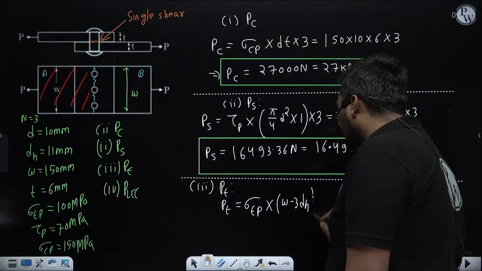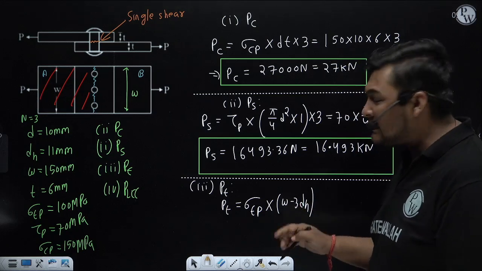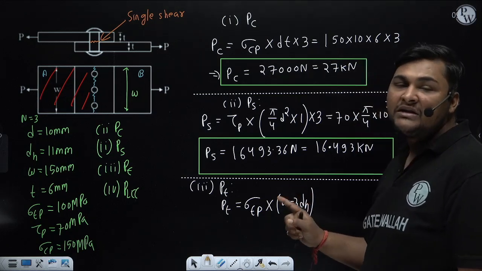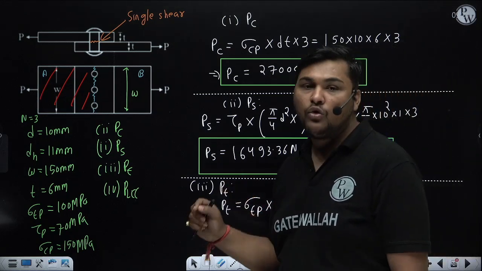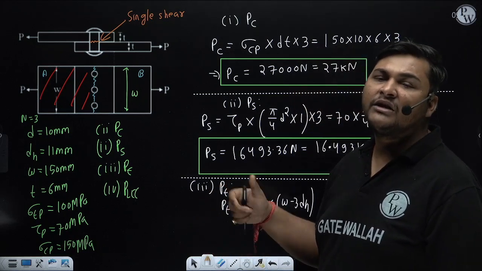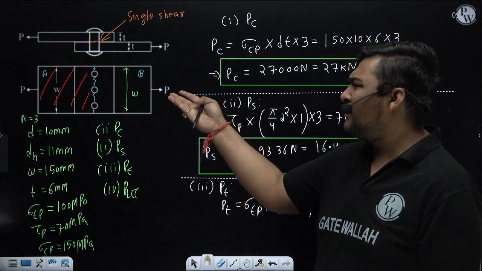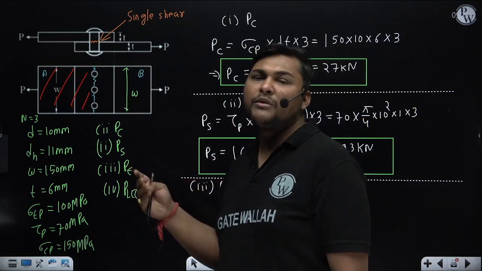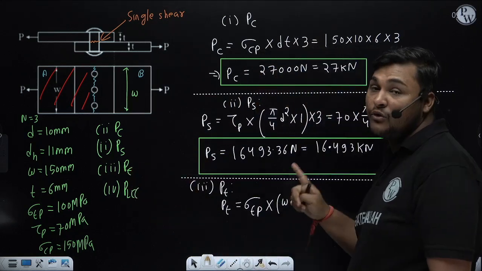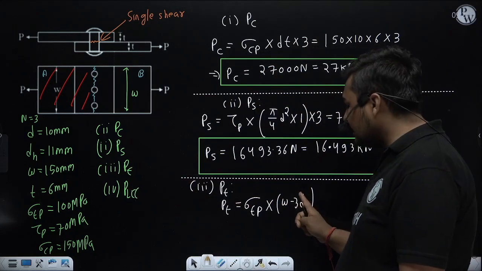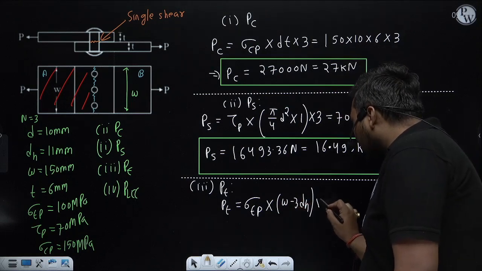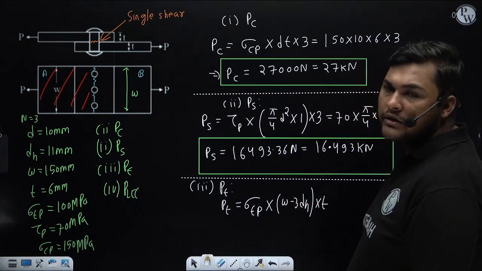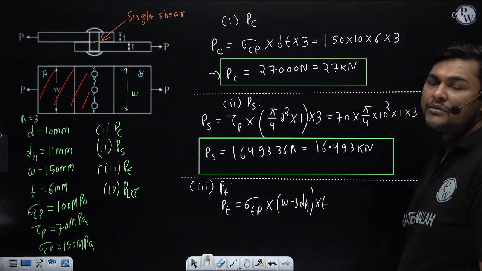Okay. And this formula, if you remember this formula, it was like W minus ndh, where n is number of rivets in each row, because right now we are discussing the case where number of rivets in each row are same. Here only one row is involved, and in that row number of rivets is 3, so it will be W minus 3dh. But don't memorize that formula. Understand the concept, into thickness of the plate. Okay, so through this formula we will get the tearing load carrying capacity of this system.